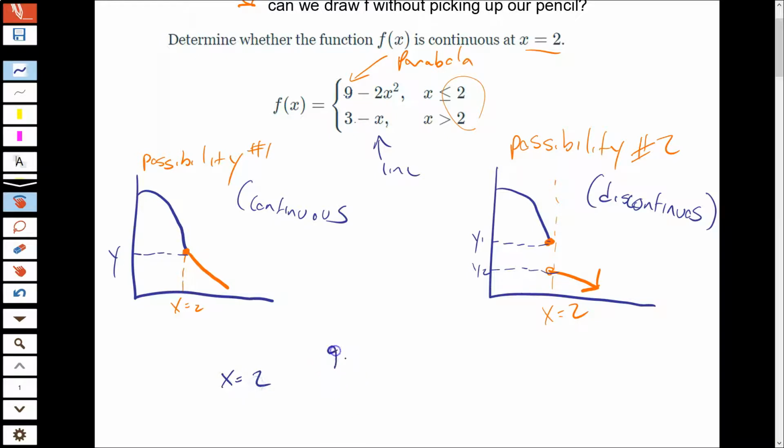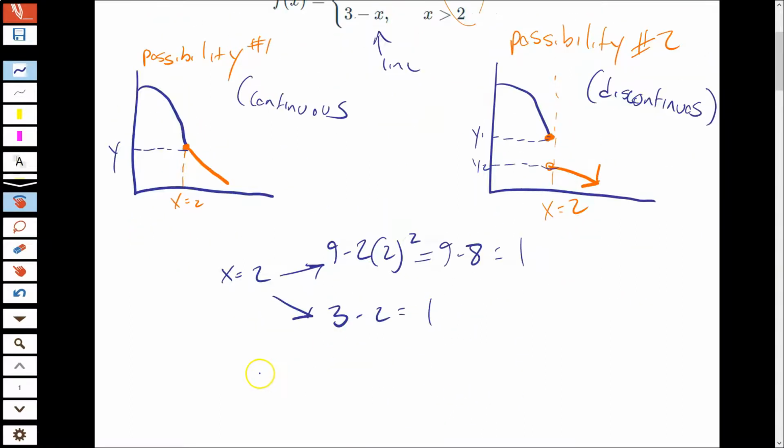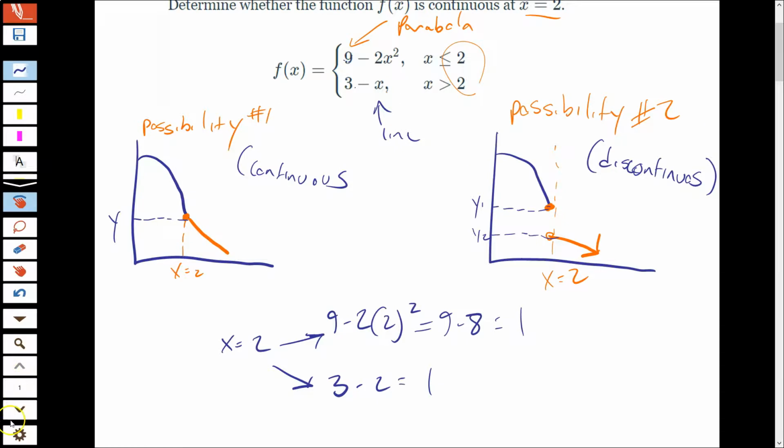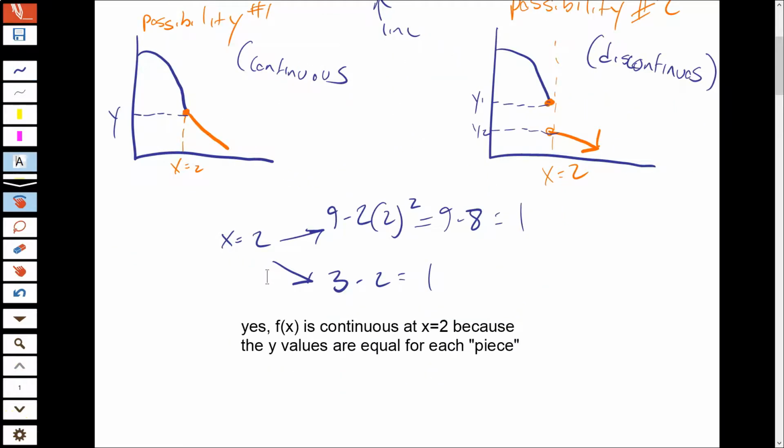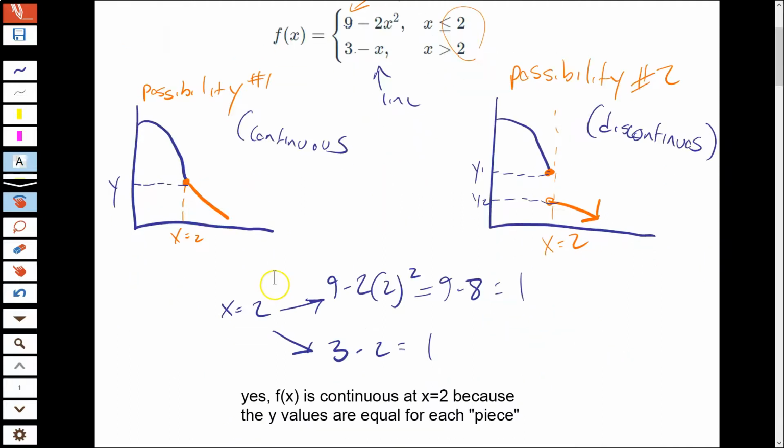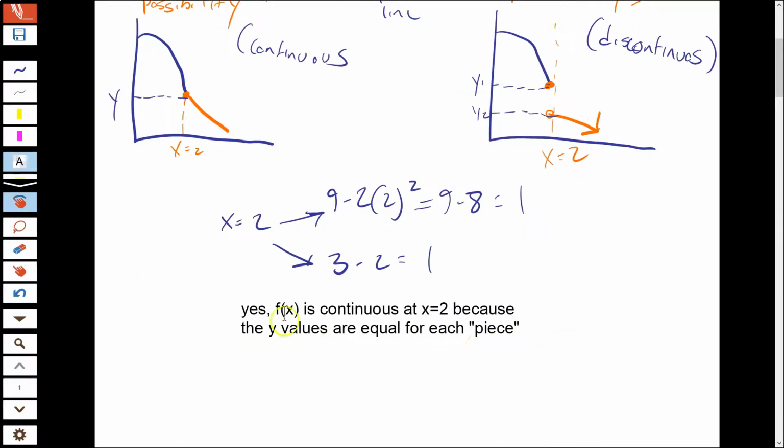Okay? So we are going to check x equals 2. And we are going to check in our parabola. So 9 minus 2 times 2 squared. And then that gives us, we have 2 squared is 4 times negative 2 is negative 8. So it gives us 9 minus 8, which gives us 1. And then we also have 3 minus 2. We get 1. So my answer here would be something like this would be good. You'd say yes, f is continuous at x equals 2. Remember, that's the point we were talking about, because the y values are equal for each piece.